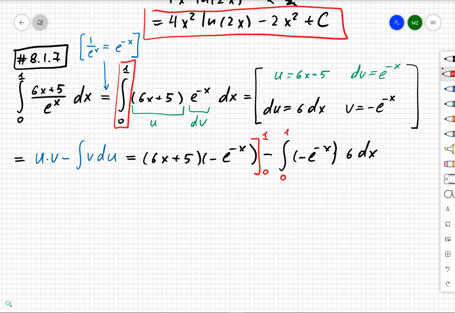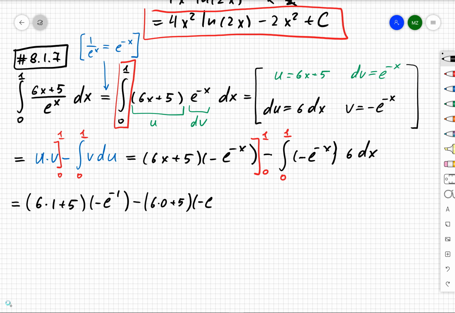But don't forget that since we have the bounds, we need to evaluate u, v at our boundary points 1 and 0. So what does it mean? It means I need to plug in 1 inside my function and subtract the same thing when I plug in 0. And plus we're going to have our integral, which we need to find, but since we have a constant, I'm going to just factor out my constant, and then I'm going to have that simple integral.